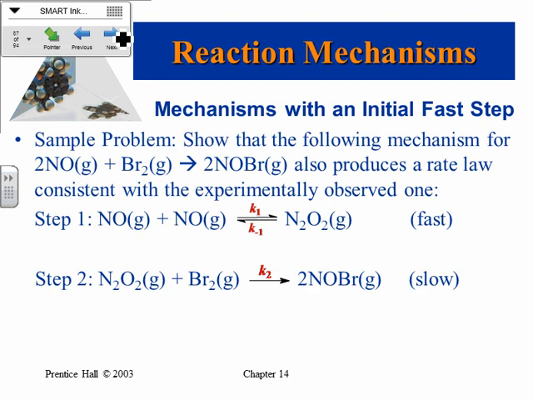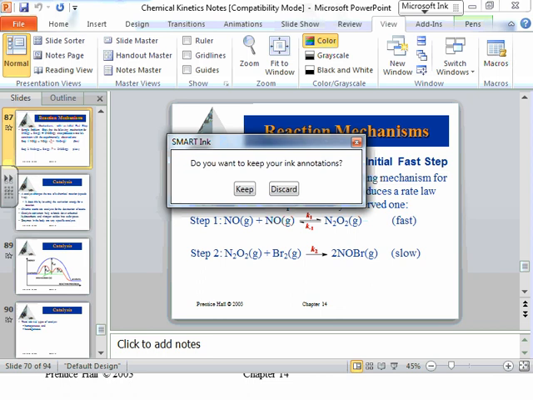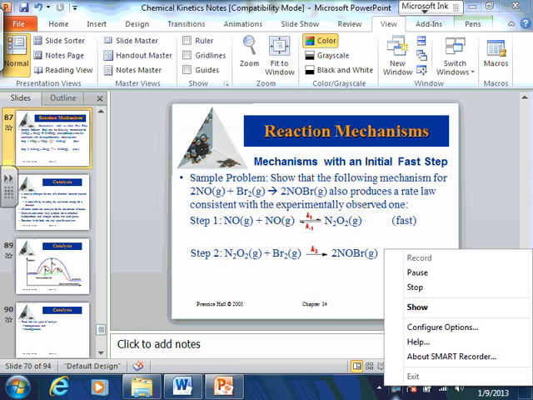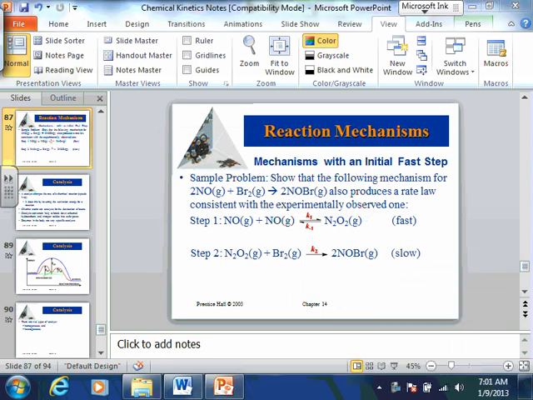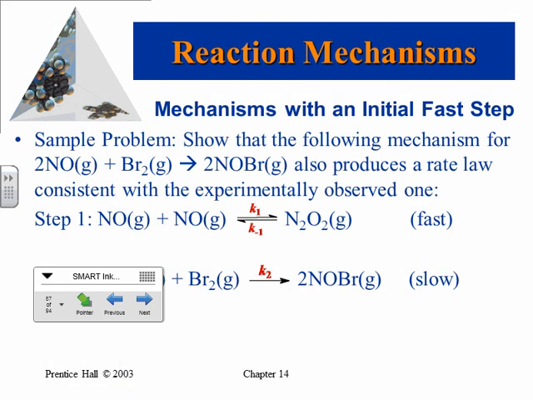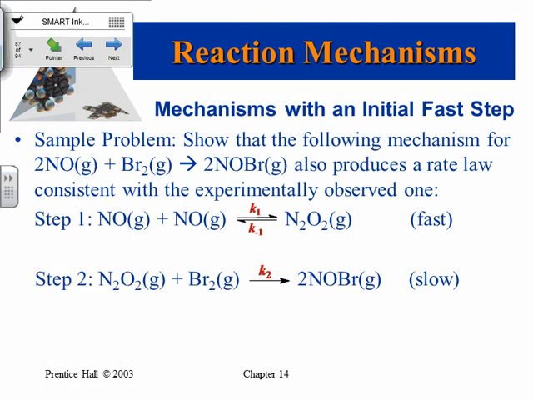Didn't we just do this? Show that the following mechanism also produces a rate law consistent with the experimental one. Okay, so here's a different mechanism, okay? Notice, again, we call these proposed mechanisms because there's a couple different possibilities for what could actually be happening here, okay? Sorry, hang on just one second. Okay, so again, here's another possible mechanism for this reaction, okay? So either one of these actually would work.